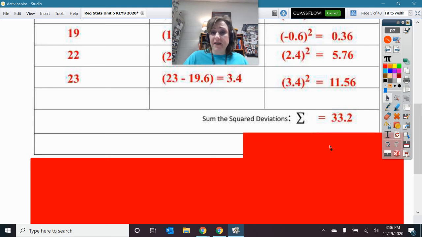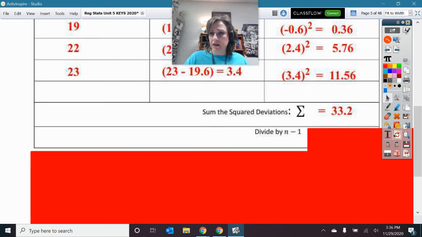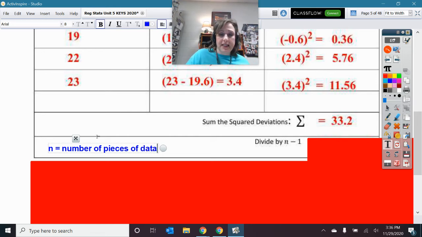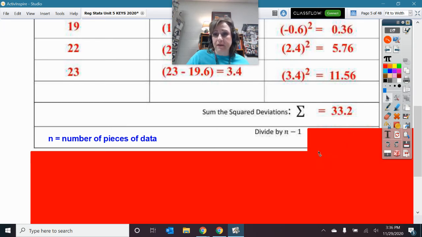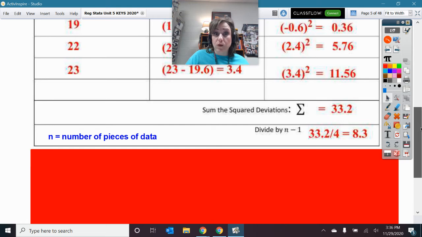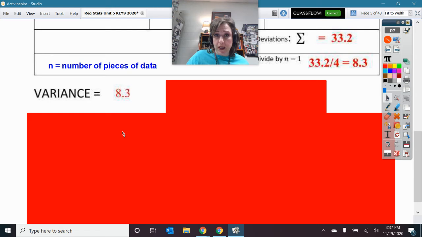So when I then divide by n minus 1, remember we're dividing by n minus 1. What is n? Okay, I might have just jumped to that. N is the number of pieces of data, so n is 5. So n minus 1 means I want to divide by 4. So I do that, and that's 8.3. So now I've got my variance. That is called the variance. So that variance is 8.3.